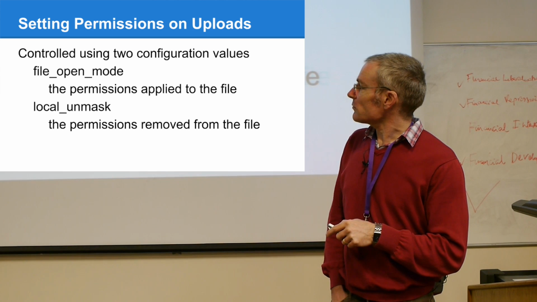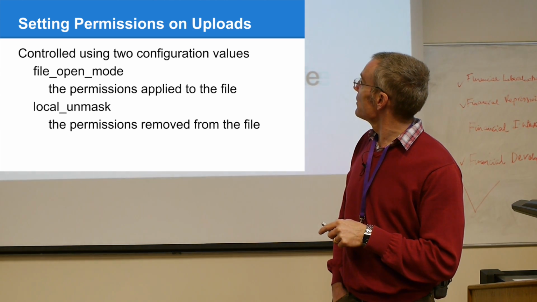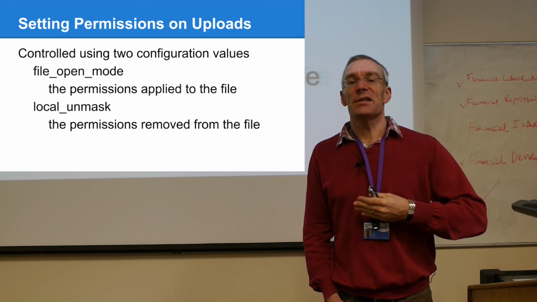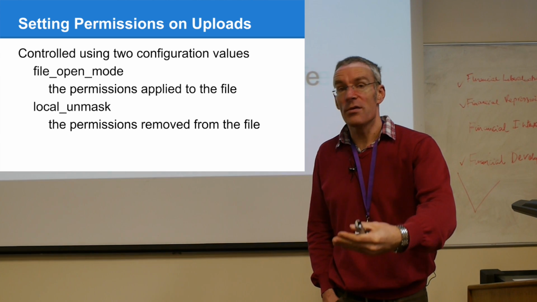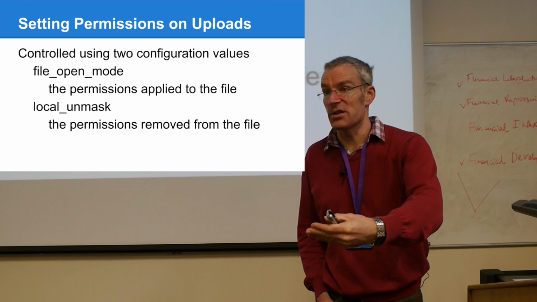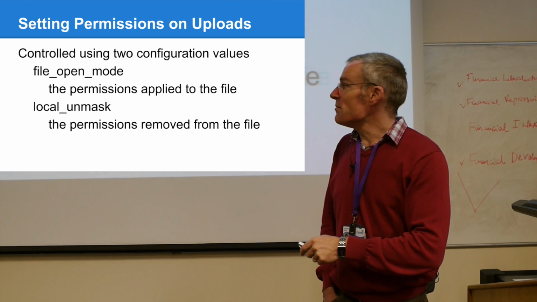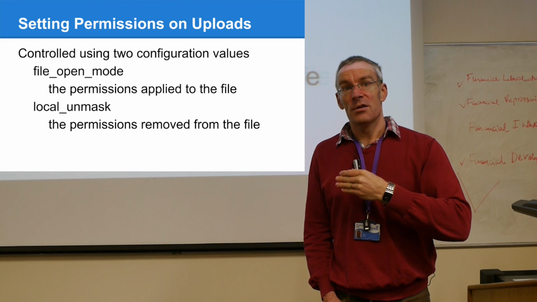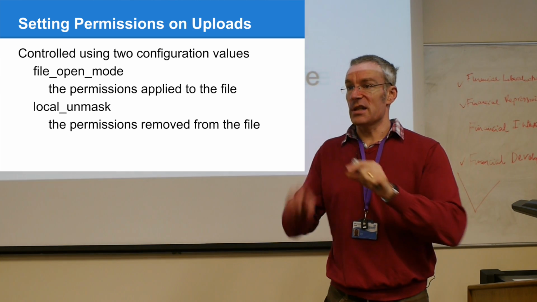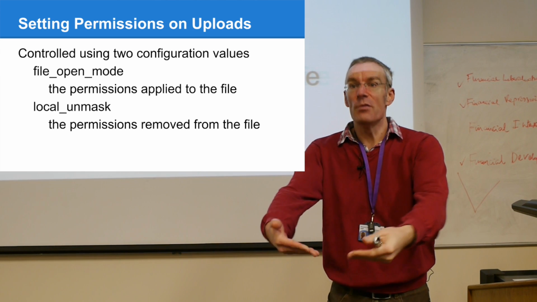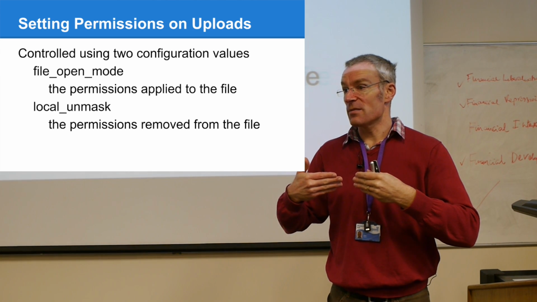Now, basically, the file open mode is a mask of settings which are applied to the file. These are the additions, the extra permissions added to it. The umask is permissions taken away from the file. So if the file had a certain set of permissions, you can add extra permissions to make sure it's going to work on the server, but you can remove permissions from it to make it more secure.